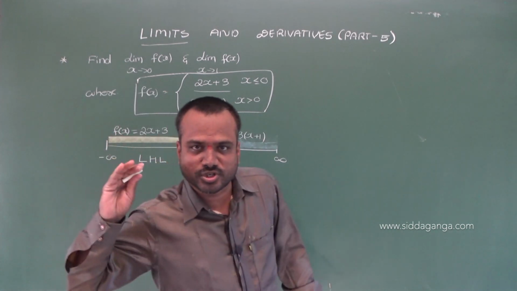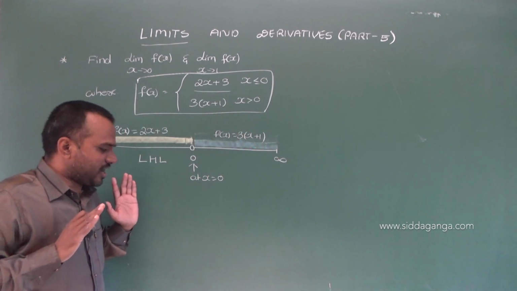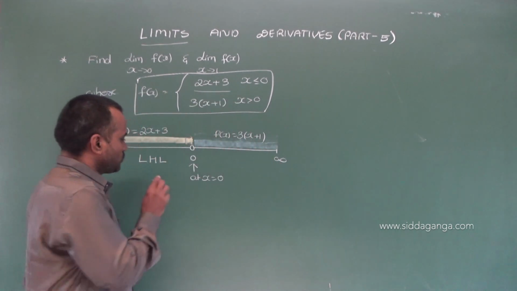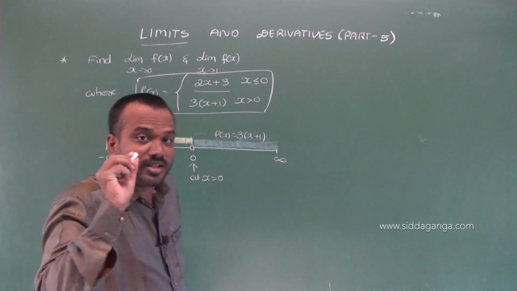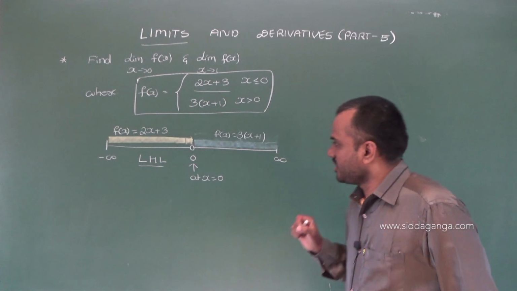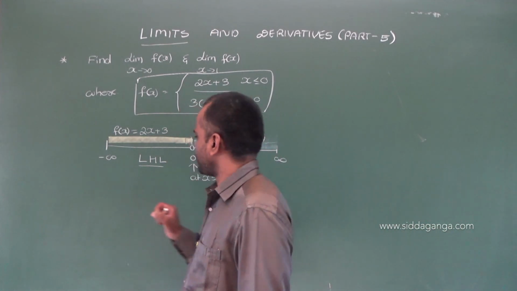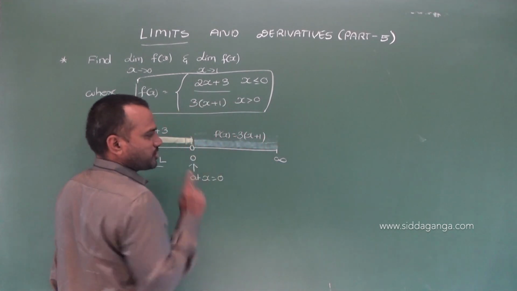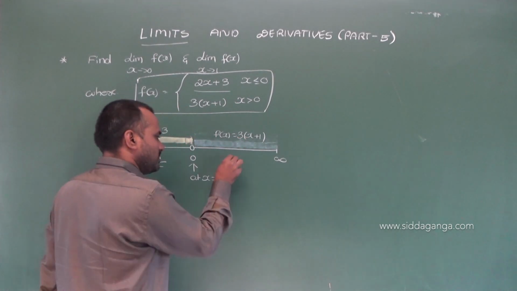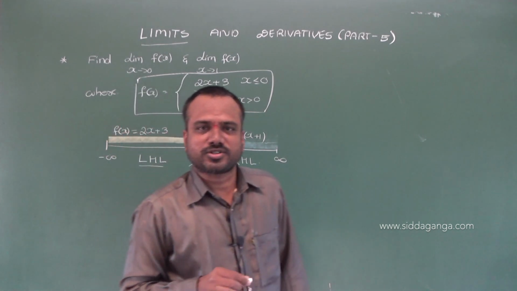If we approach from the left side, say I approach 0 from the left side, I use the function 2x plus 3. That limit value we call the left hand limit value. Similarly, observe here, I approach from the right side, so by using the function 3 into x plus 1, I find the limit value. That limit value we call the right hand limit.